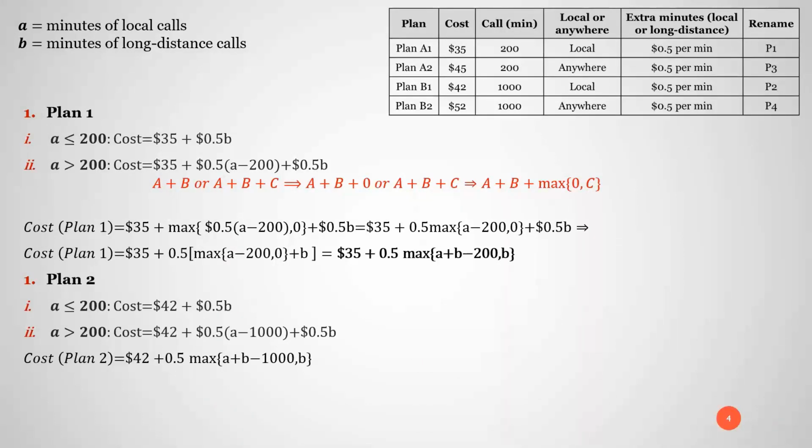Now we are willing to formulate a problem based on the total local call minutes as well as the total long distance minutes of call. For this purpose, I introduced 2 parameters, A as minutes of local calls and B as the minutes of long distance calls. Because we are dealing with 200 and 1,000 minutes, we should divide our area into different intervals based on these two numbers. A can be less than or equal to 200, for example, or it can be greater than 200.